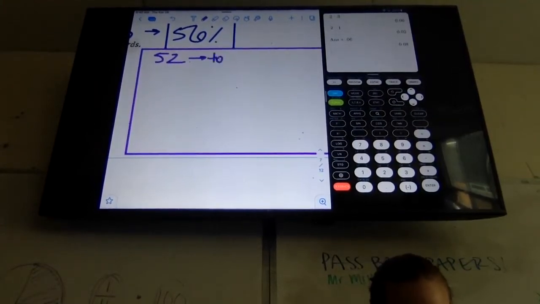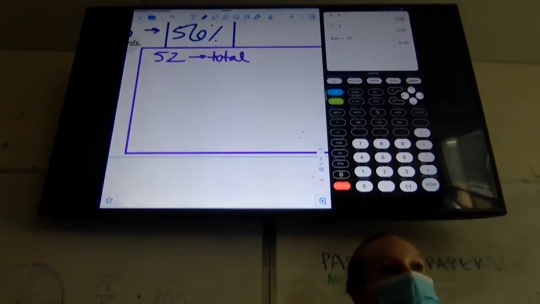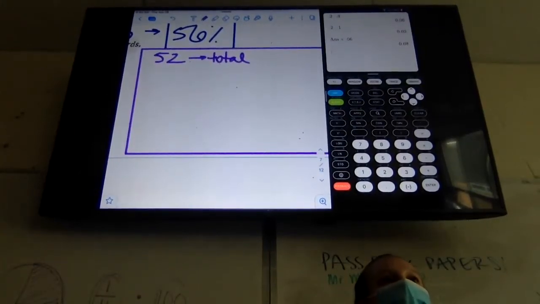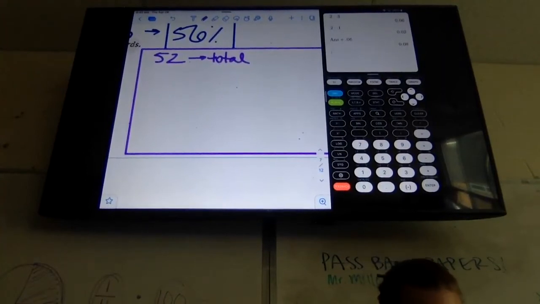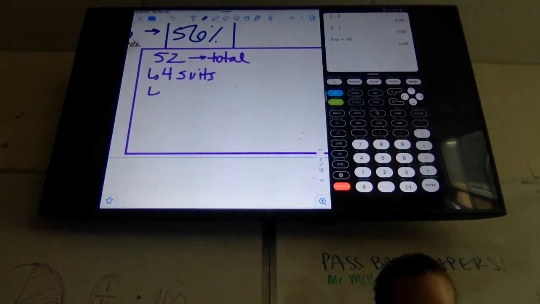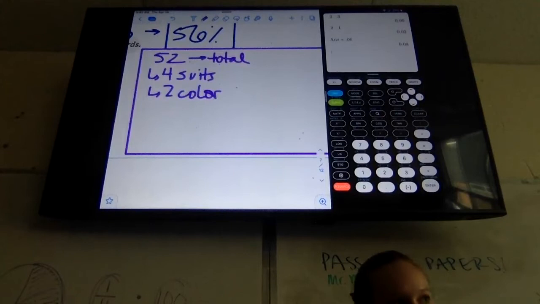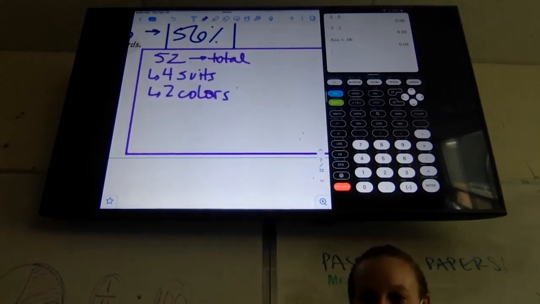So that's total. What's the informational part of the front? Okay, how many suits are there? 4. How many colors are there? 4. Or 2. 2. Maybe we did need to go over this. How many different kinds of cards are there?